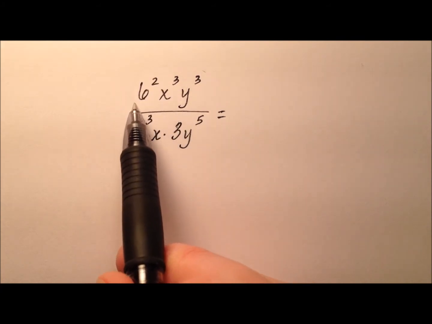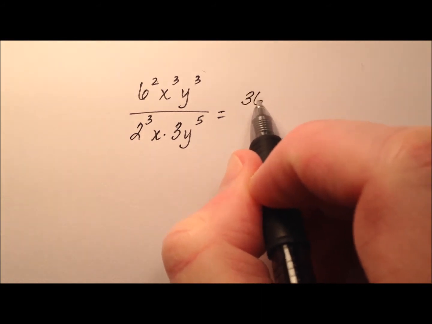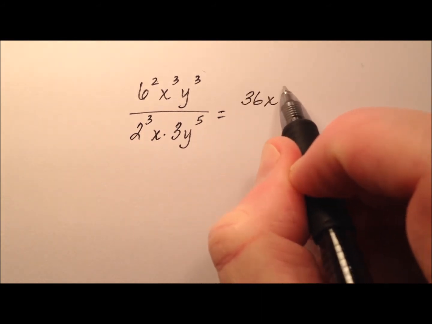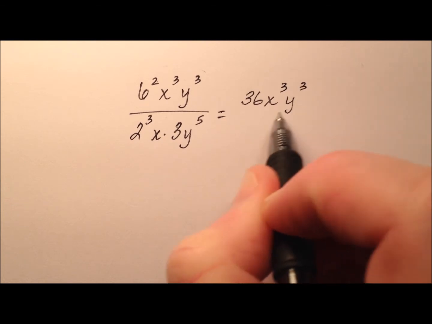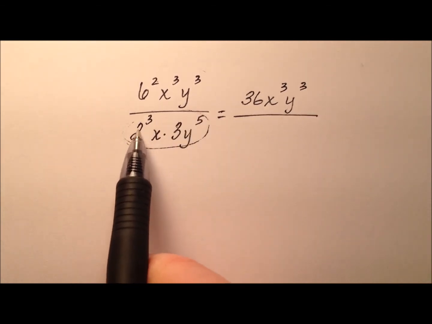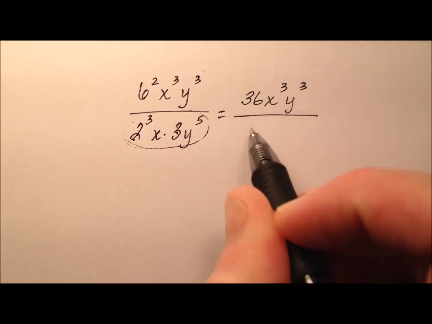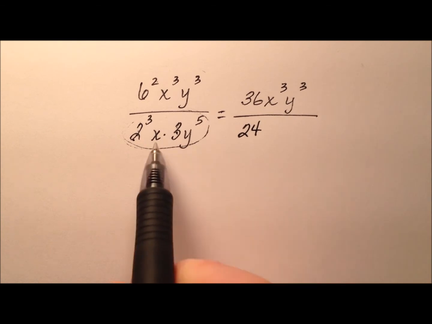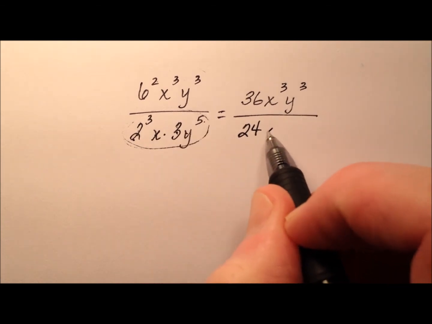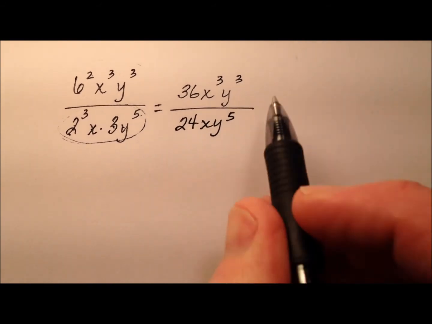So we can go ahead and simplify this by doing 6 squared, and that's 36. So we'll have 36 and then of course x cubed, y cubed. So let's look at the bottom here, this denominator. It looks like we have 2 cubed, which is 8. And I can go ahead and multiply that 8 by the 3 and get 24. And it looks like the x and the y to the 5th will just kind of come along for the ride.